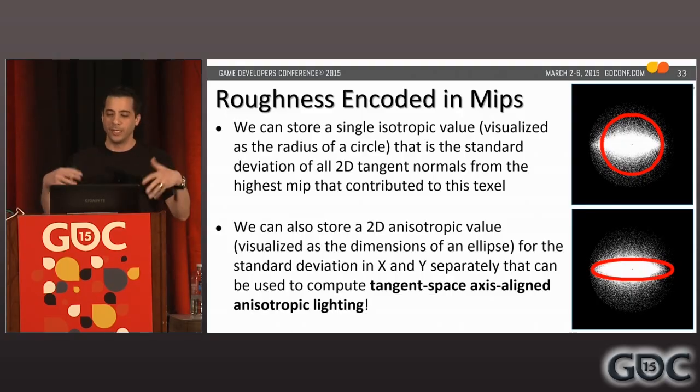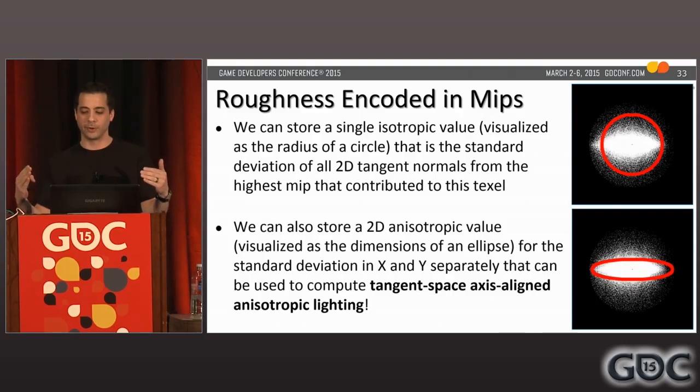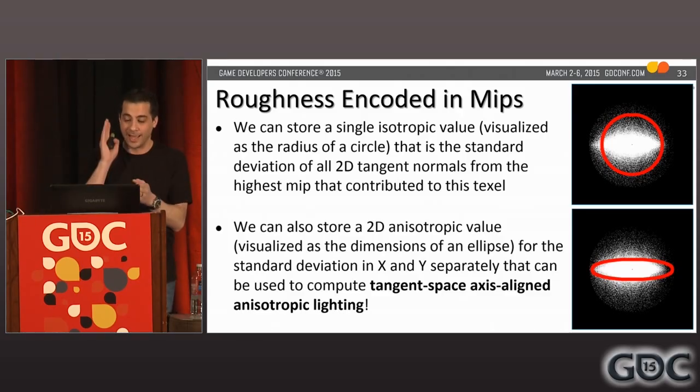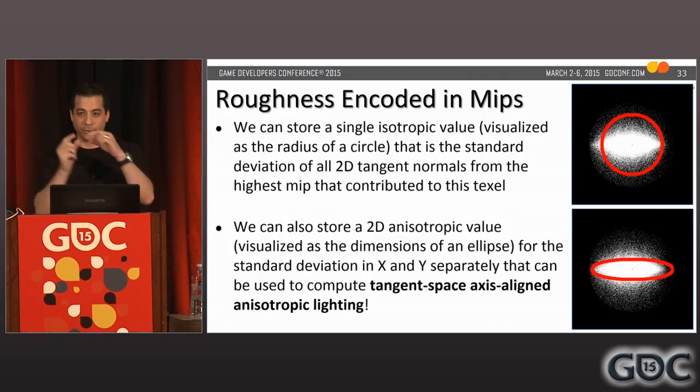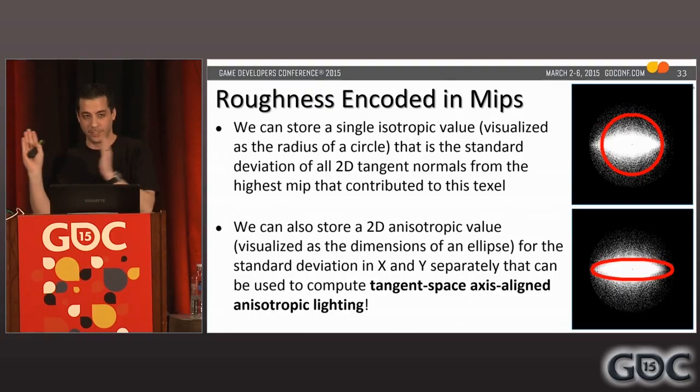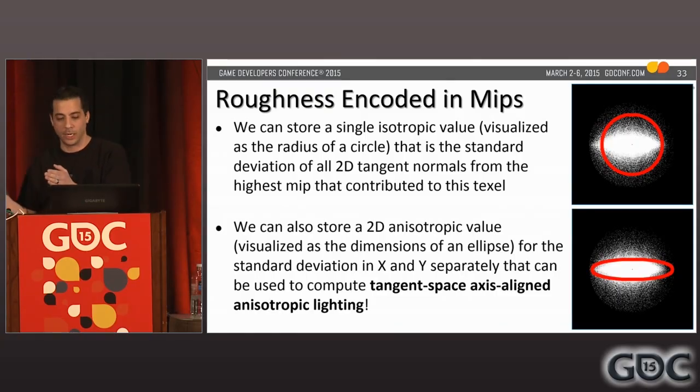And so when you start thinking through this, you realize that you can store an axis-aligned ellipse in tangent space, which can give you axis-aligned anisotropic lighting. And it's aligned with the axes of your tangent U and V vectors in world space, okay? So this ellipse can either be wide or tall. It can't be rotated with this method, right? So you have these two values.